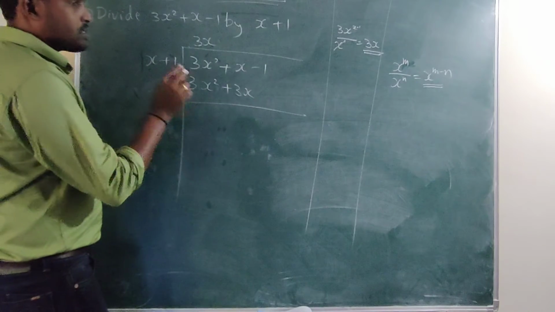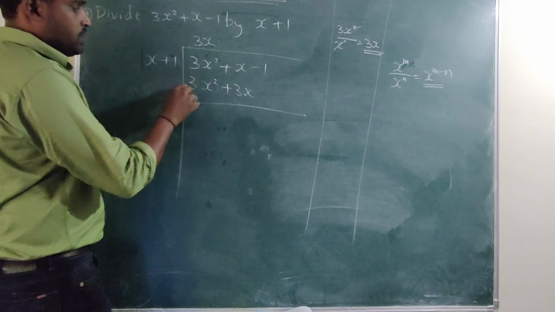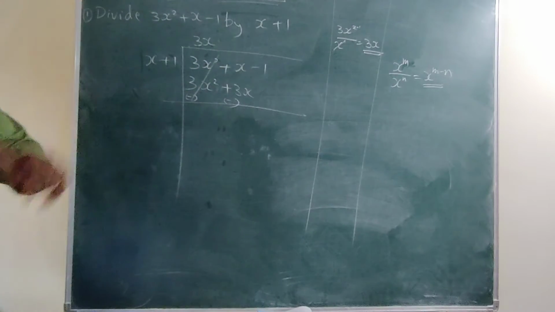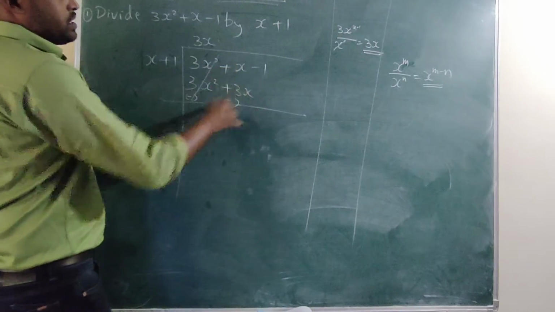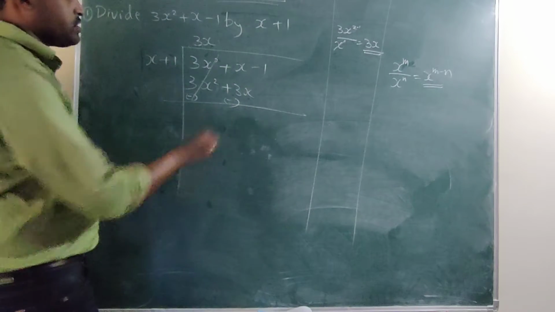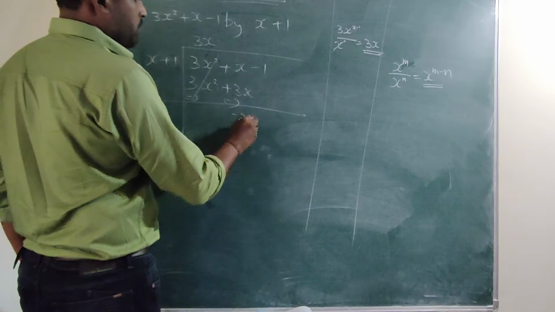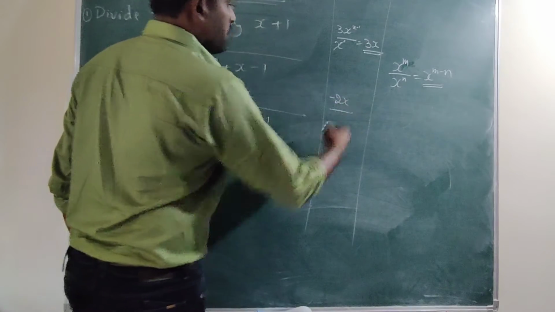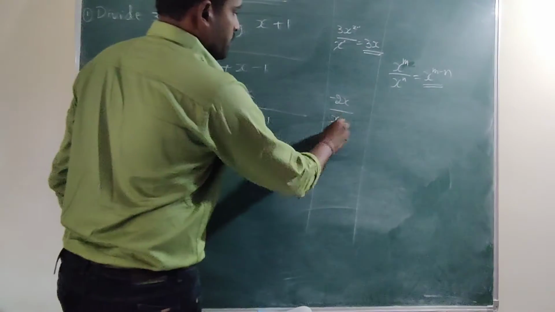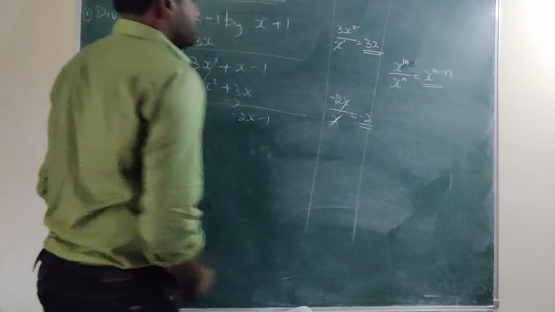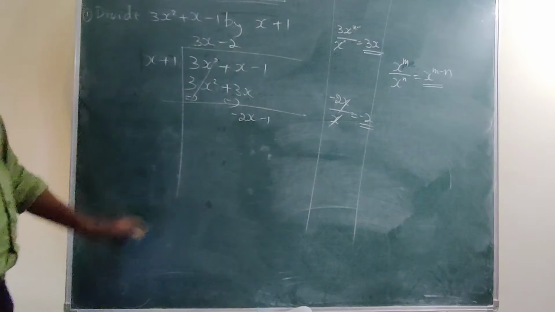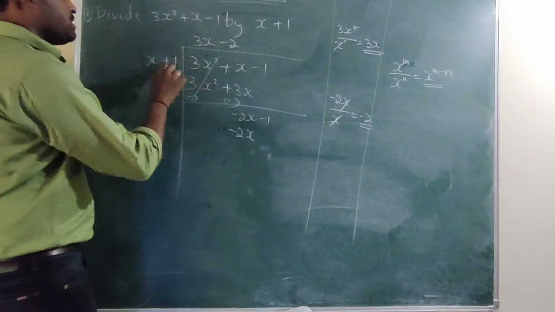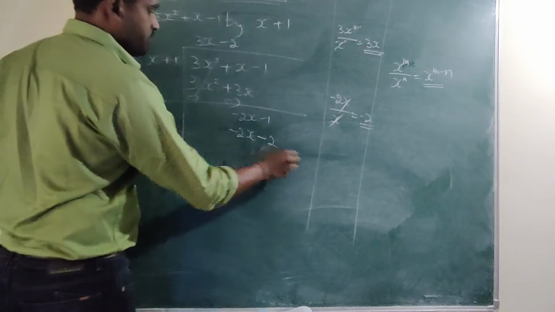Subtraction means please interchange the sign of the second expression. Here plus, we can write minus. Plus 3x square minus 3x square cancels. Next, here plus x, here minus 3x. Opposite sign means subtraction. Minus 3x plus x means minus 2x minus 1. Next, again the same principle. First term minus 2x divided by x. x you can cancel. Answer is minus 2. Please note down the term here. Plus into minus, minus 2 into x, 2x, minus into plus, minus 2 ones are 2.